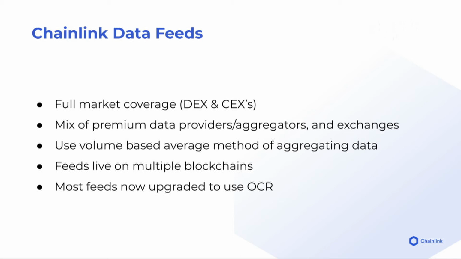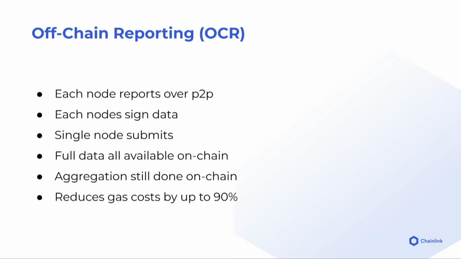And we've got feeds live on many, many blockchains, and we have more launching almost every single day. And a lot of our feeds are now using something called OCR, which is actually a really interesting concept. OCR stands for off-chain reporting. One of the problems when you build an Oracle network is it's a lot of coordination between a lot of different nodes. And so we've come up with a really great solution.